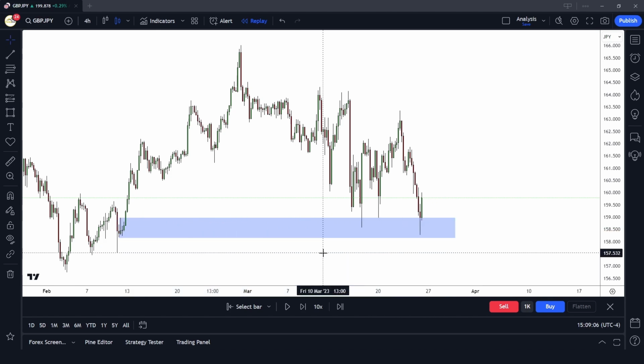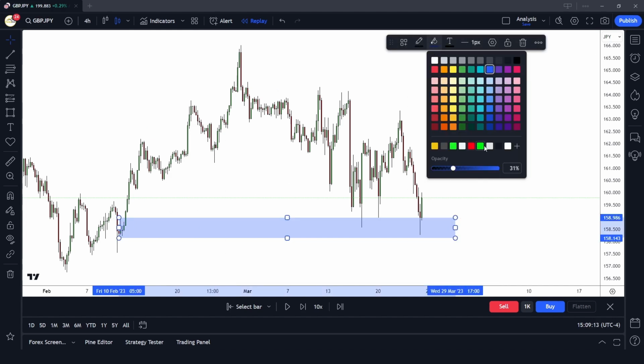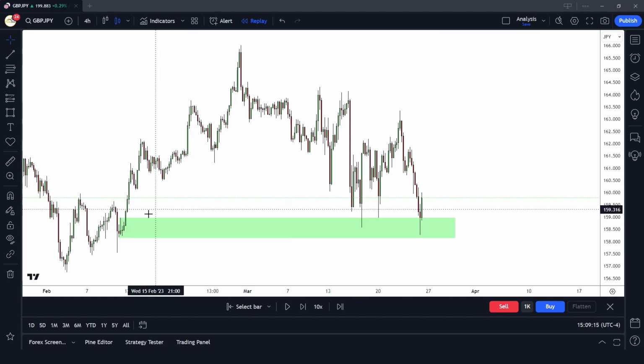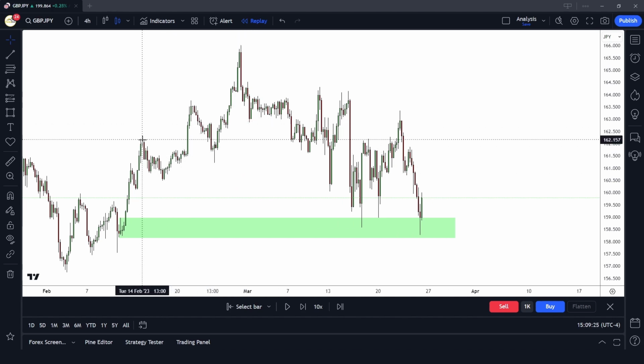So with the formation of this demand zone, let me just turn this into green because we want to represent this as our demand zone. We can see the formation of these higher highs in the market and higher lows here as well. So with every formation of higher high and higher low, there is a break of structure happening.